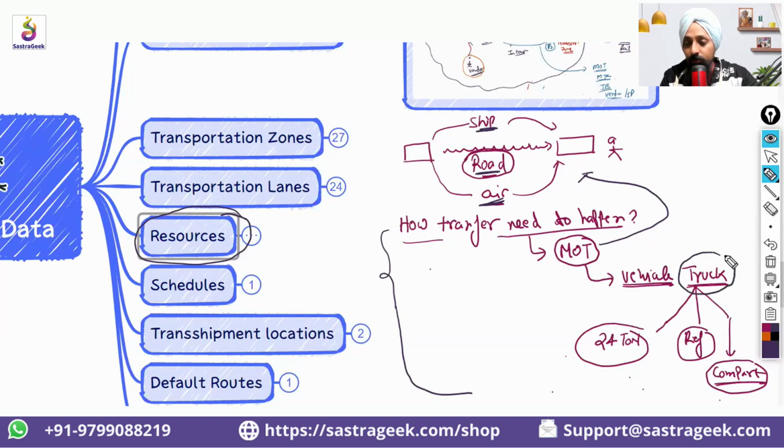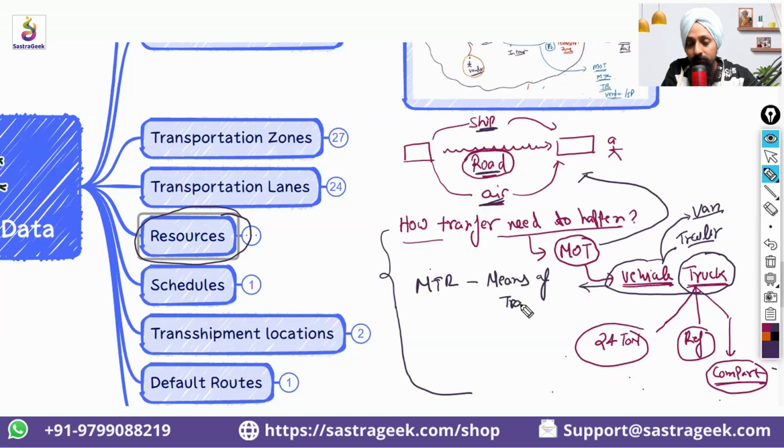Whether I am transferring it through truck, through trailer, or through van, this can be your MTR, means of transport. And what exact vehicle you will require, this would be your resource.